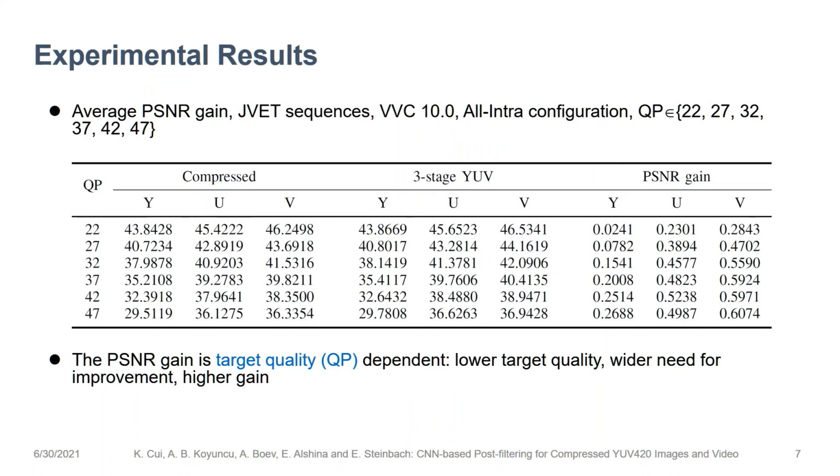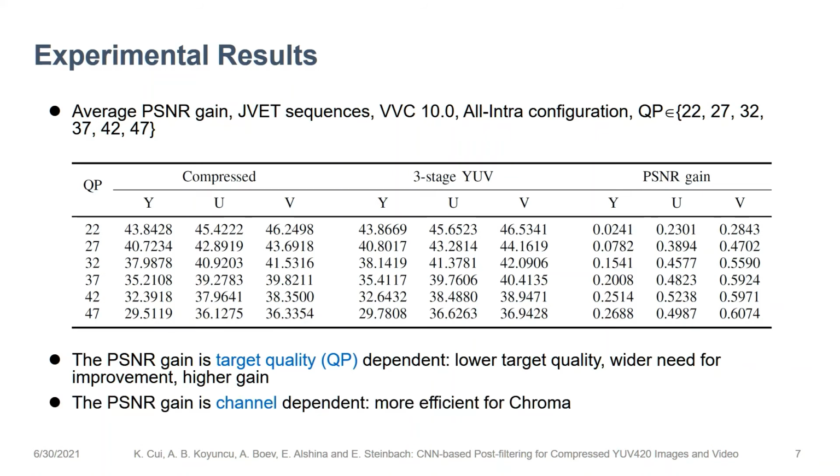This is because for high target quality like QP22, after compression, the PSNR is already larger than 43 dB. It's very difficult to improve them further. Another observation is that the PSNR gain is channel dependent. They are more efficient for chrominance channels. Even when QP equals 22, we can see 0.3 dB for U and V channels.